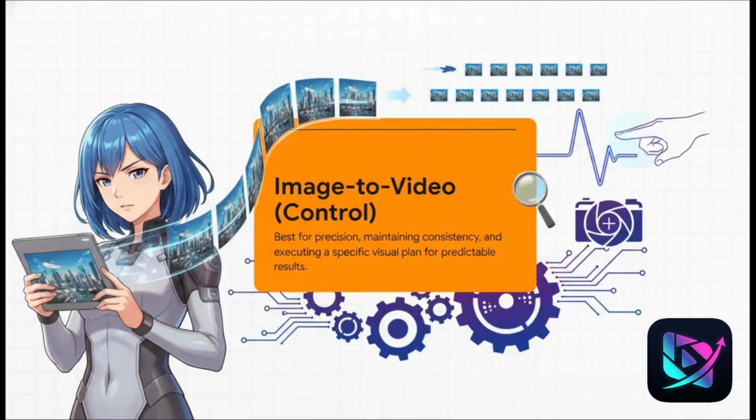Now, on the complete opposite end of the spectrum, you have image to video. This is your execution tool. It's not for exploring at all, it is for precision. You give it a very specific visual starting point, that image, and the AI's only job is to bring that exact visual to life with predictable, controlled motion. It's a totally different game.